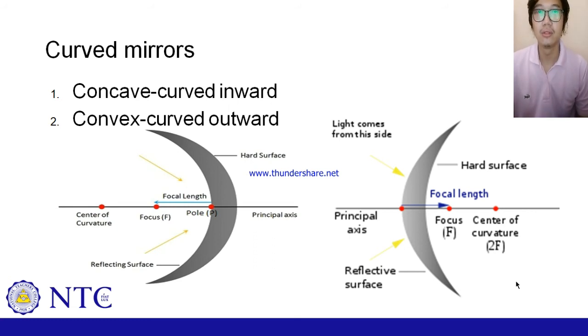Let's move on. There are two types of curved mirrors, concave and convex. When we say concave, it is a curved inward mirror, like in a spoon. This is the concave part. Then next we have the convex. It is curved outward. So in a spoon, this is the part where you can see the convex part, curved outward. So in our diagram, we have the left diagram for curved outward or convex and right diagram for concave, curved inward.